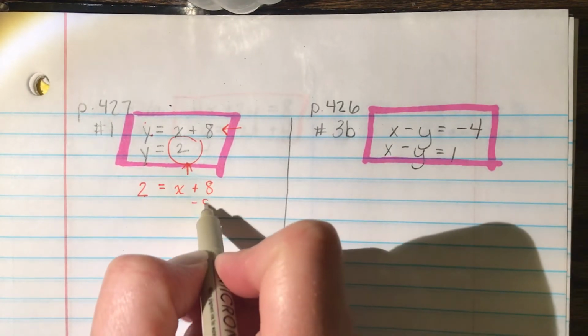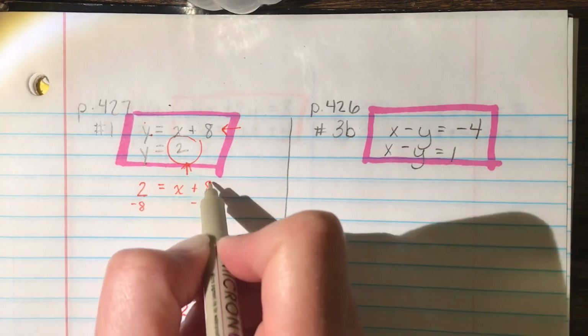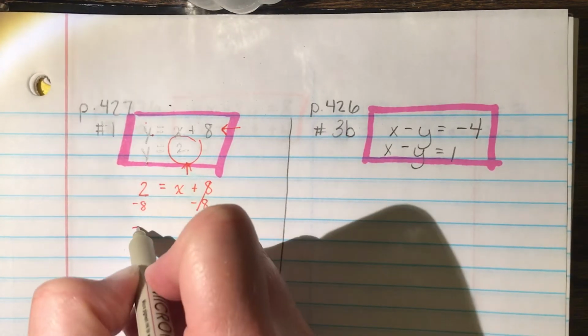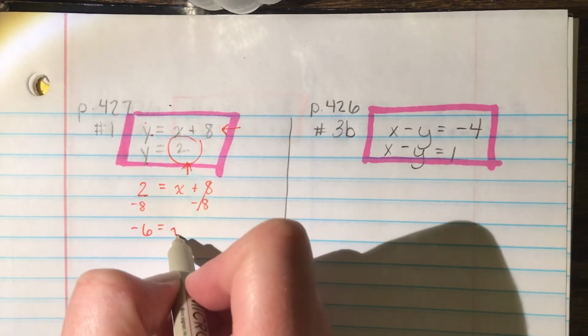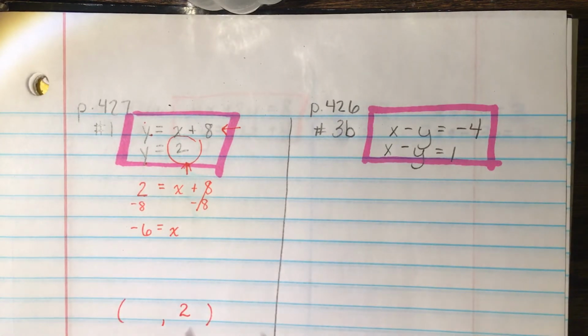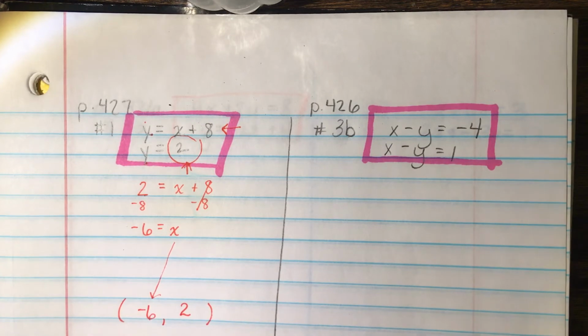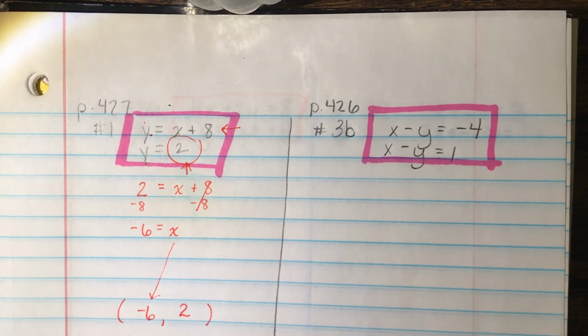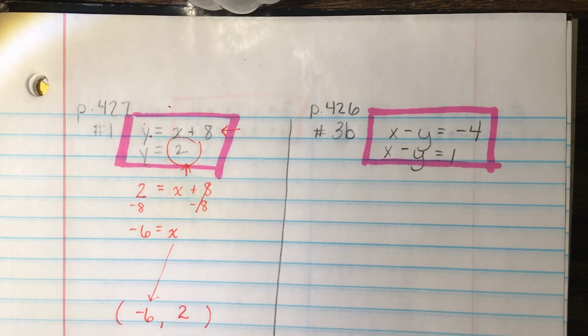I'm going to subtract 8, cancel, end up with a negative 6 equals x. Now I can take that and plug it in here. So this is what I would call maybe an easier type problem. The next problem is 3b.